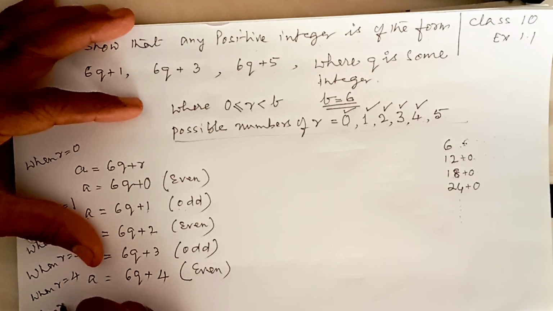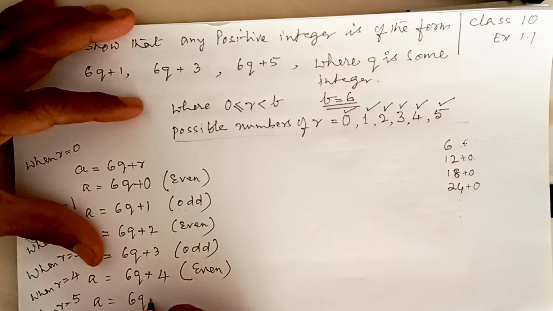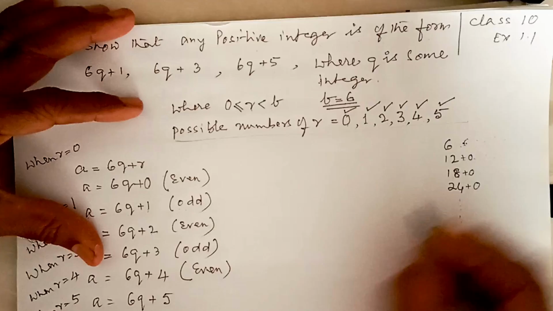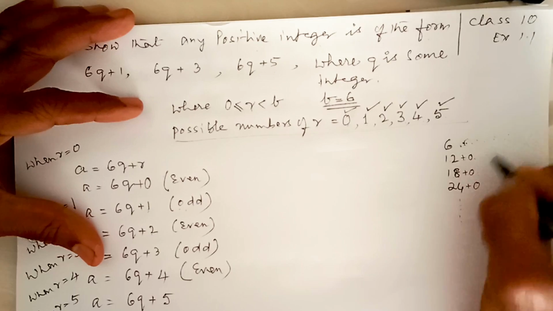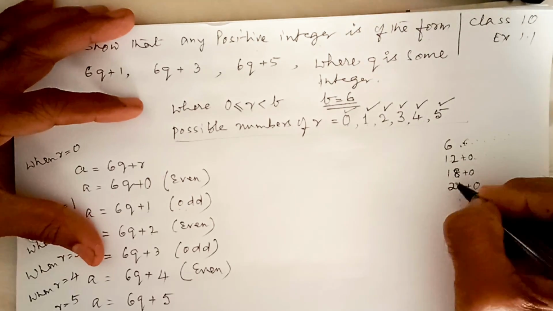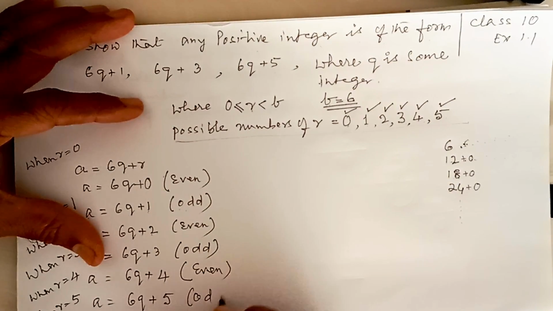Finally, when odd is taken as 5, which is this, 6q plus 5. 6 plus 5 is 11, you get odd number. 12 plus 5, 17, odd number. 18 plus 7, 25, odd numbers. So you get only odd numbers.